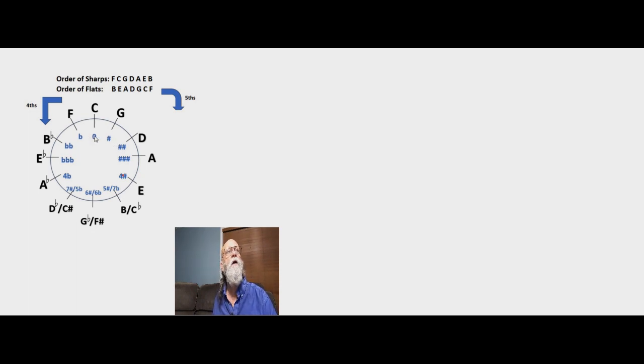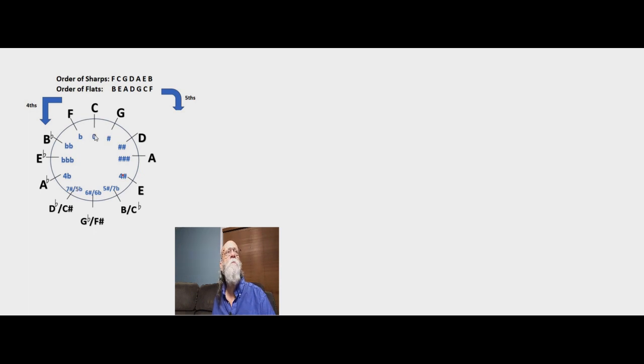Going to the right, if you go to G, put 1 sharp. Go to D, put 2 sharps. Go to A, put 3 sharps. E, 4 sharps. B, 5 sharps. F sharp, put 6 sharps. And on C sharp, put 7 sharps, right?